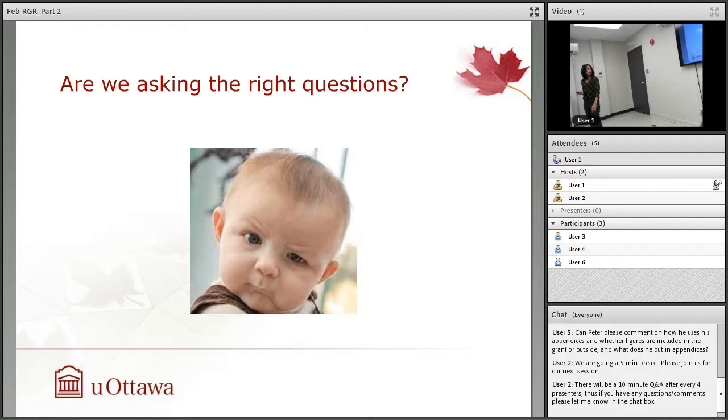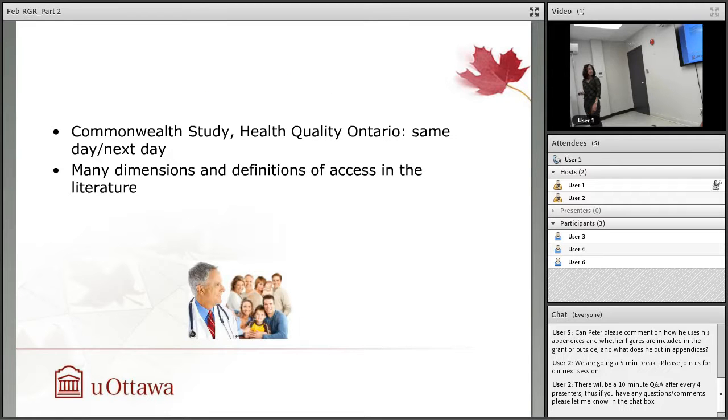But are we asking the right questions when we talk about access to primary care? So the Commonwealth study and Health Quality Ontario evaluate access to primary care based primarily on the metric of same-day, next-day access. But we know that access is much more complicated than that. There are many dimensions and definitions of access in the literature.